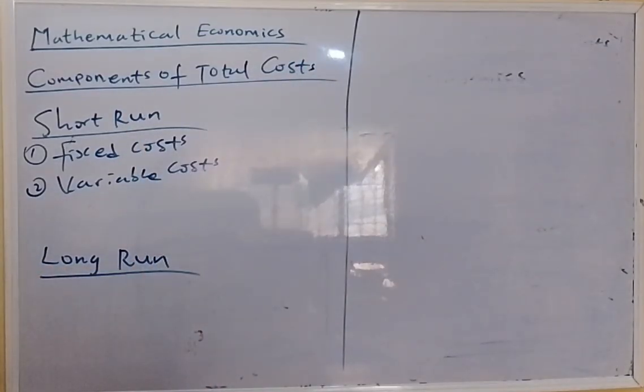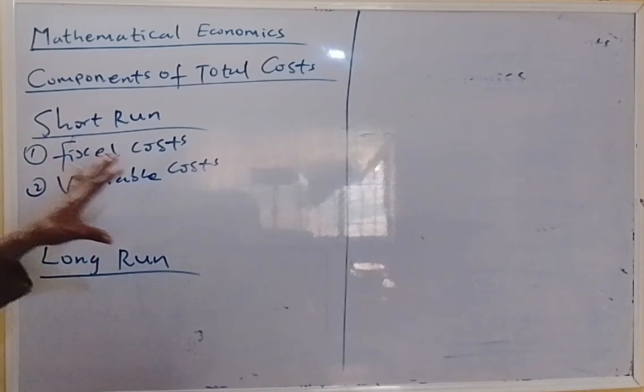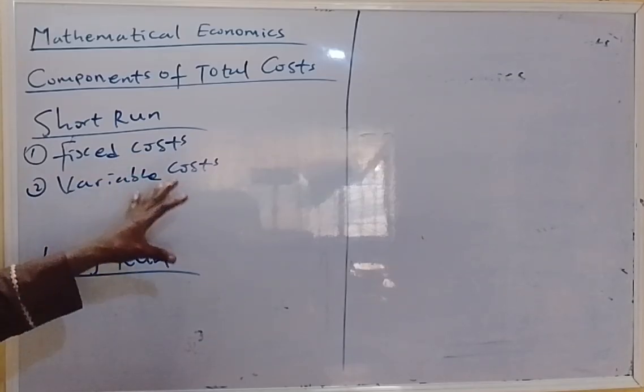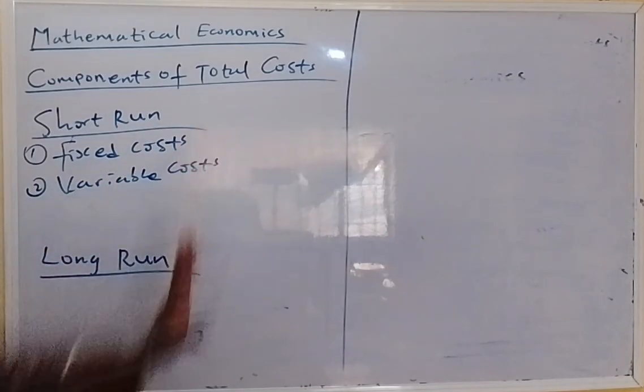But in the long run, we have only one component, because it is only in the short run that we have some inputs of production fixed. Because some inputs of production are fixed in the short run, a firm will have fixed cost. It's going to have some costs that are fixed. Those costs represent the cost of fixed inputs in the short run.